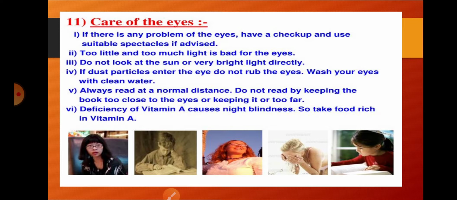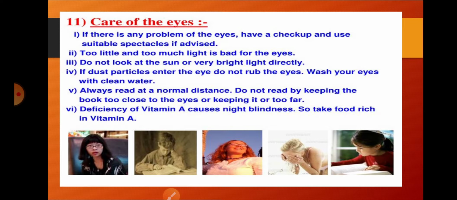And always read at the normal distance. Don't read by keeping the book too close to the eye or too far. Whenever you are reading anything, don't keep the book too close or too far from your eyes. You have to maintain a normal distance between your book and your eyes. And the last point is that deficiency of vitamin A causes night blindness. So take food rich in vitamin A.